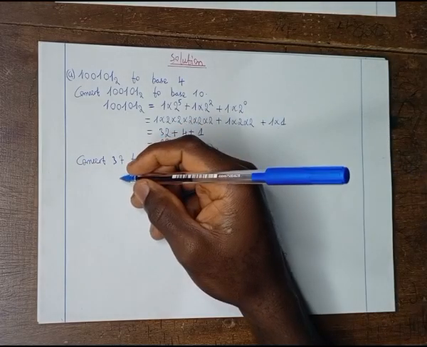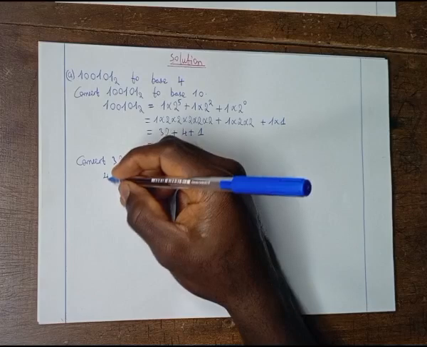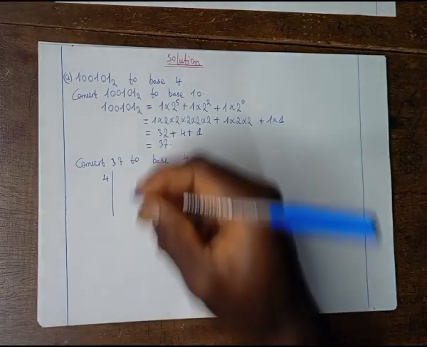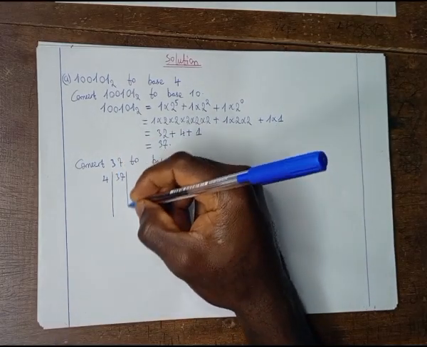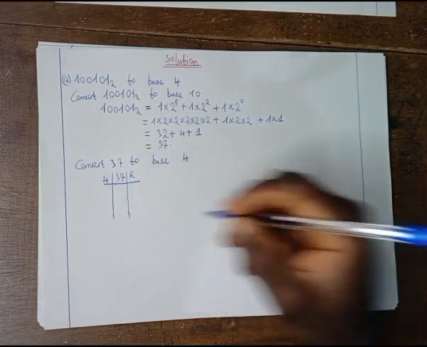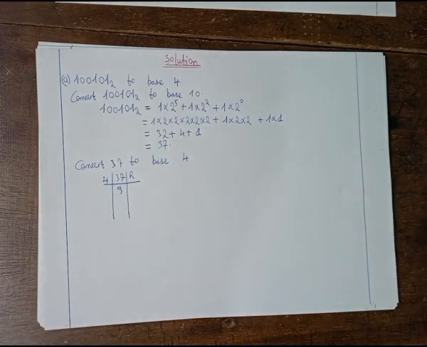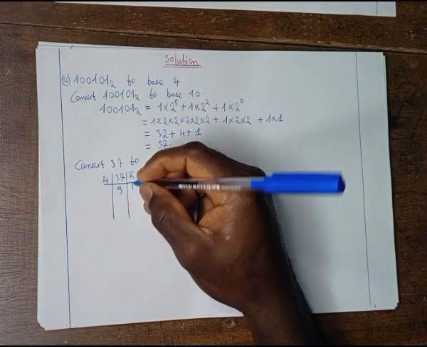So we are going to make use of the method of repeated division. For the first column, we have the new base 4. Next, we have 37. Then the third column, we have the remainders. We divide 37 divided by 4. The whole number part will simply be 9. For us to get the remainder, we know 4 times 9 gives us 36. 37 minus 36 gives us 1.